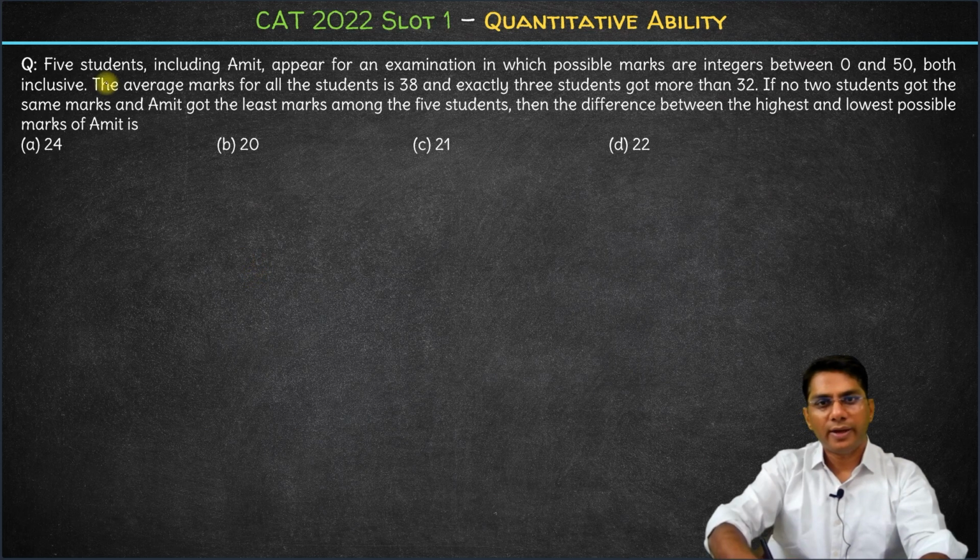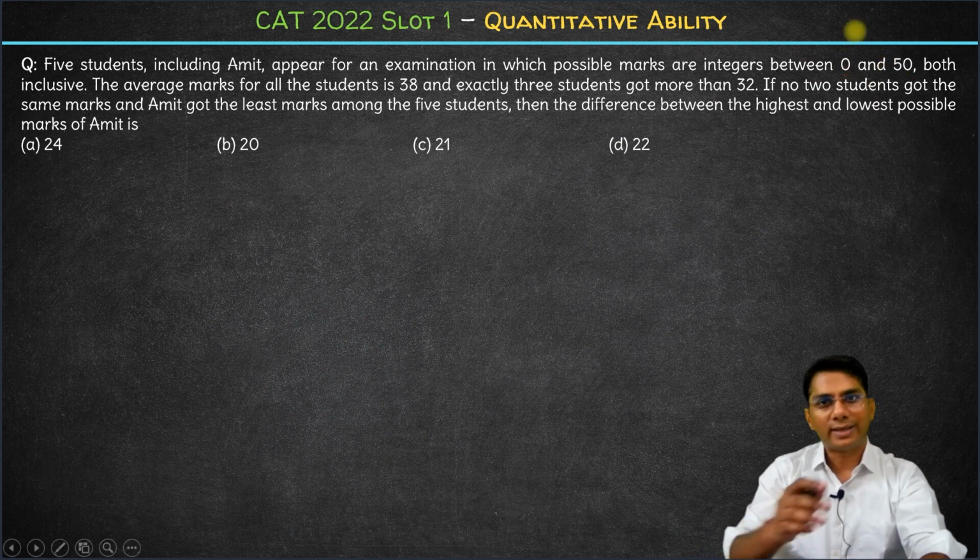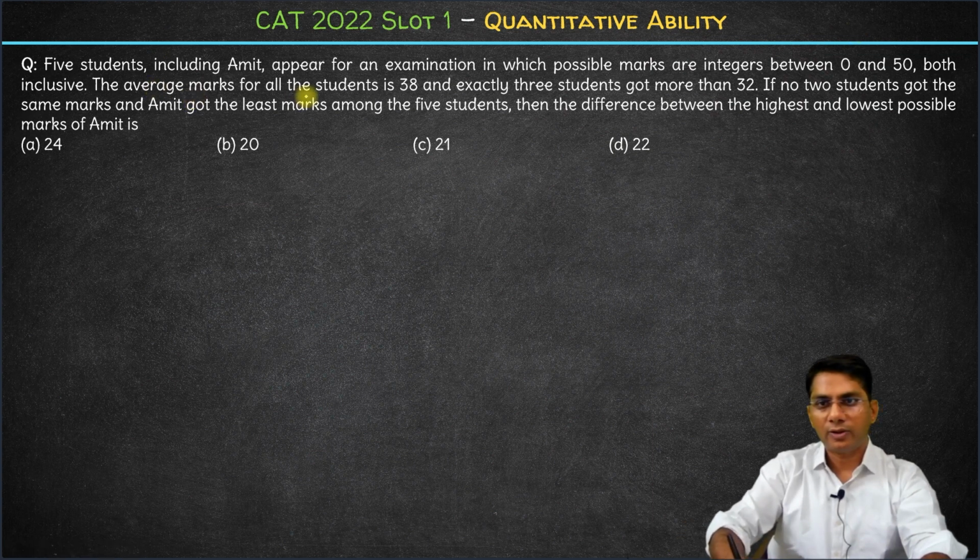Hi, here we have 5 students including Amit. They appear for an exam in which possible marks are integers between 0 and 50, both inclusive, so marks can be either 0, 1, 2, 3, and so on till all integers up to 50. The average marks for all the students is 38 and exactly 3 students got more than 32.